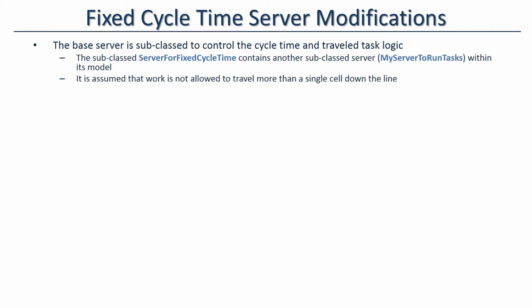So we made modifications to the base server. We've subclassed it to make a server for fixed cycle time that also contains within it a MyServer to run tasks. And we're assuming that traveled work is not allowed to travel more than one single cell down the line. So what happens is an entity enters our work cell. We decide if it's traveled or not.